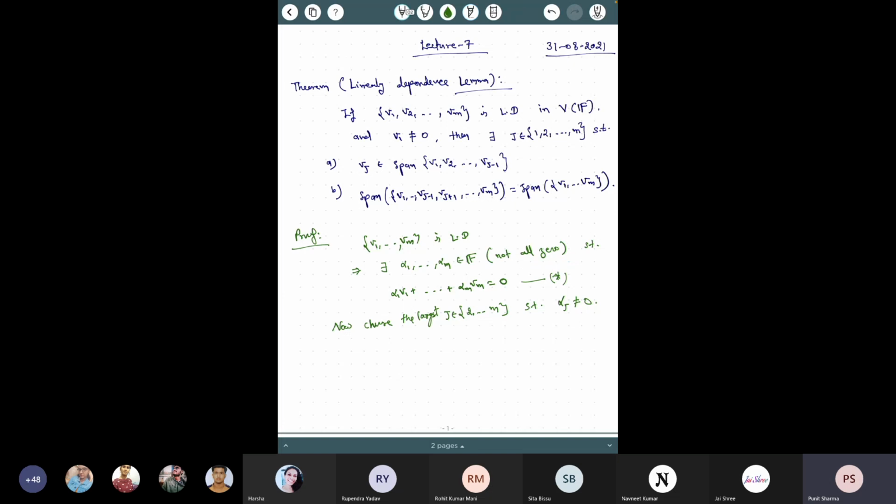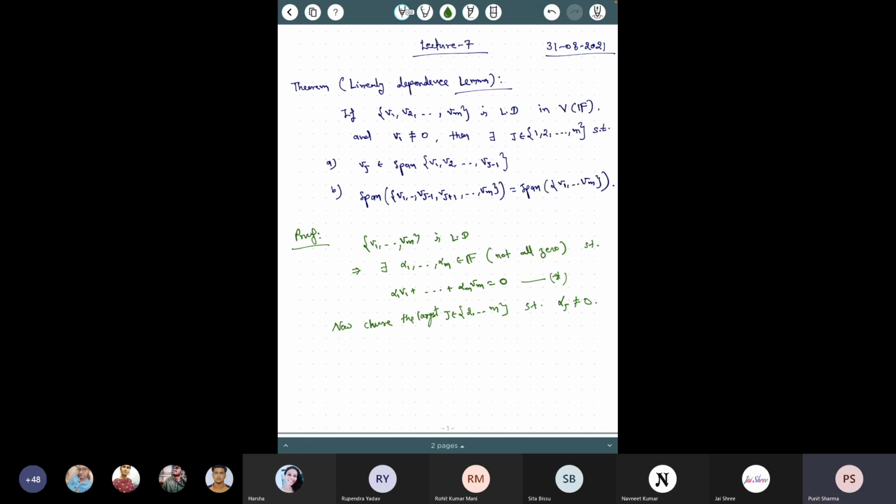So I'm choosing the largest one, largest among all such j, such that this is not 0. Why am I choosing the largest? Because if you look at what I'm trying to prove here, I'm trying to prove that there exists vj which can be written as a linear combination of the preceding vectors, v1 to vj minus 1.